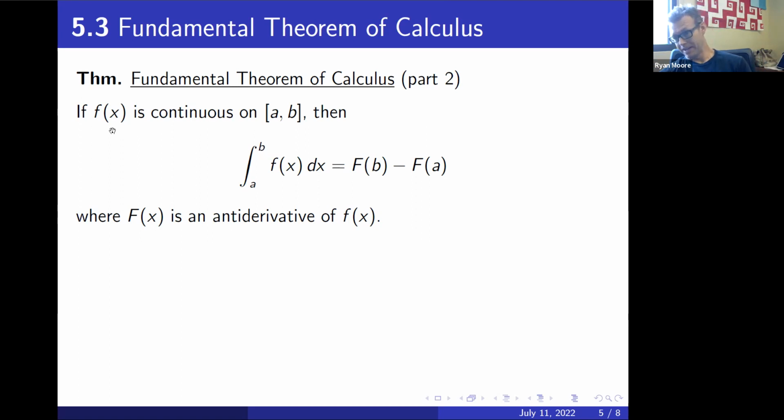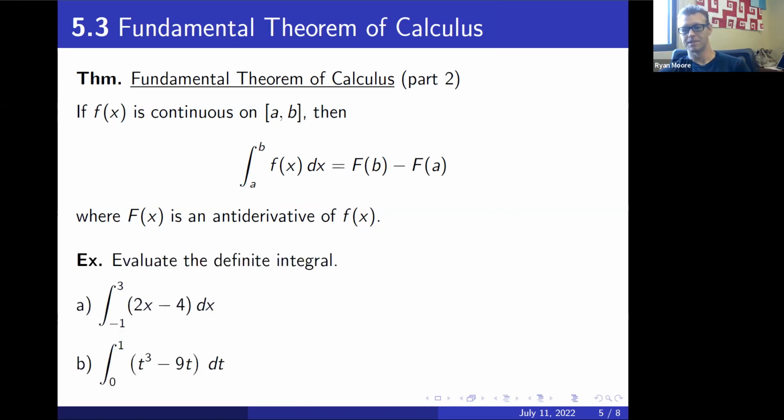If little f of x is continuous on [a, b], then the definite integral from a to b of f of x dx is equal to capital F of b minus capital F of a. You're like, okay, great. So if I'm told little f of x, then I can get the big F and I can plug these numbers in, where capital F of x is an antiderivative of little f of x. Yes, we did it.